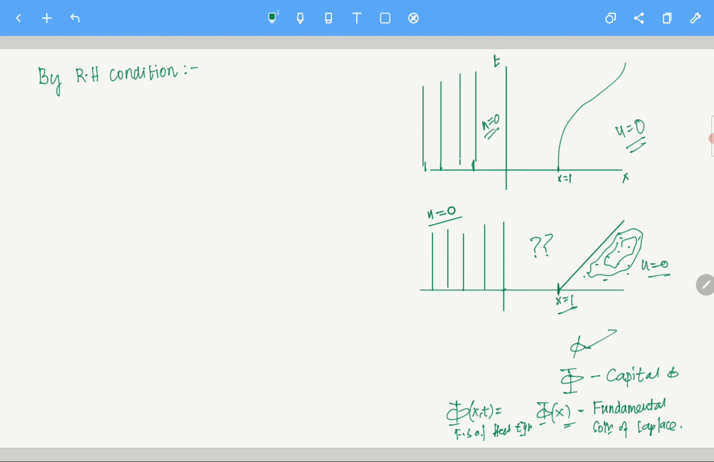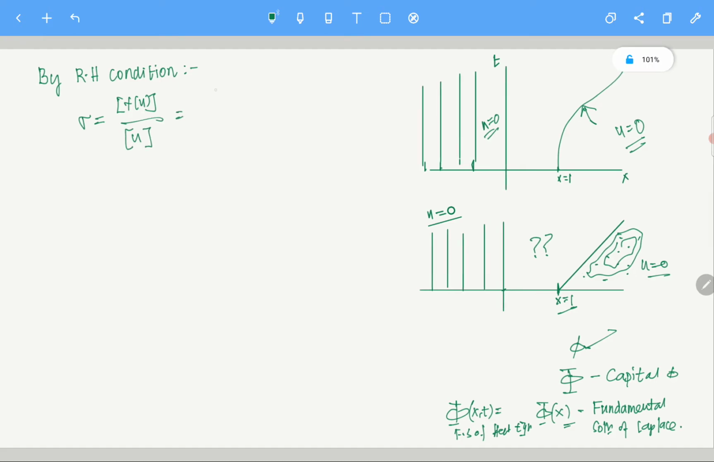Now, if I am writing RH condition, you can also use this in your examinations if you want. You write only RH condition, it means Rankine-Hugoniot condition. You don't have to write the whole name. So the RH condition, what does it give? It gives the speed of the curve, sigma. I want to find what this curve is. So sigma is the jump of f of u by jump of u.